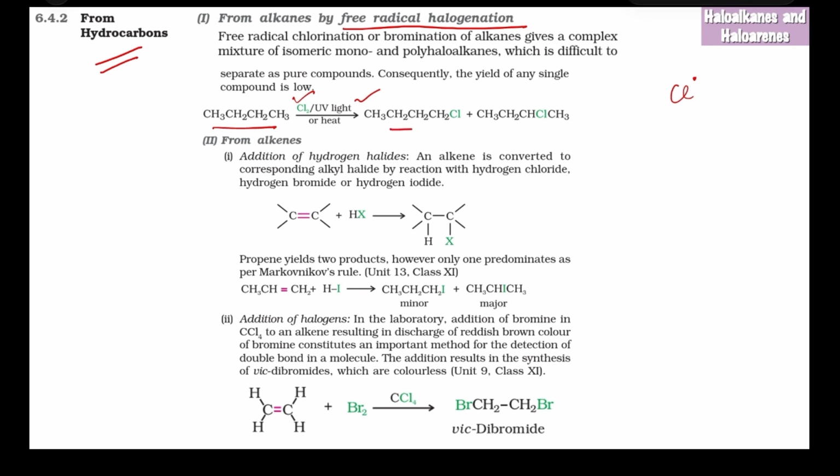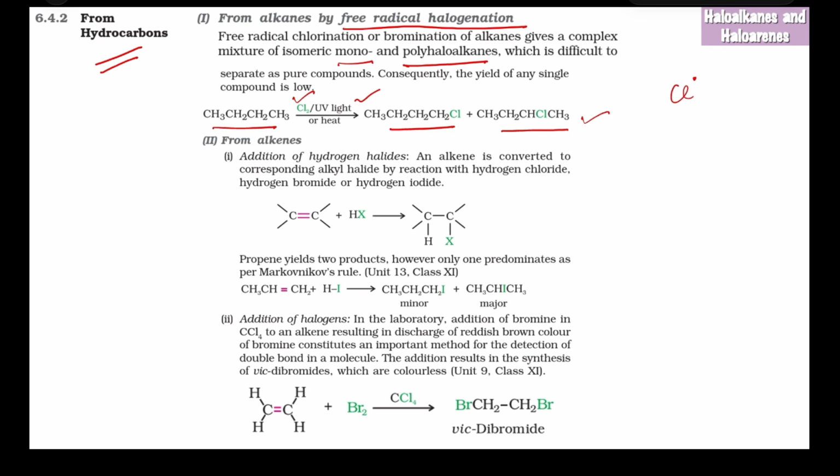here two products are obtained. One is 1-chlorobutane and the second one is 2-chlorobutane, but along with these some polyhaloalkanes, meaning alkanes with more than one halogen atom, are also formed, and it is difficult to separate them as pure compound. So the yield of any single compound is low. So in this method, though haloalkanes are obtained, a mixture of isomeric mono and polyhaloalkanes are obtained, from which separation of pure compound is not possible.